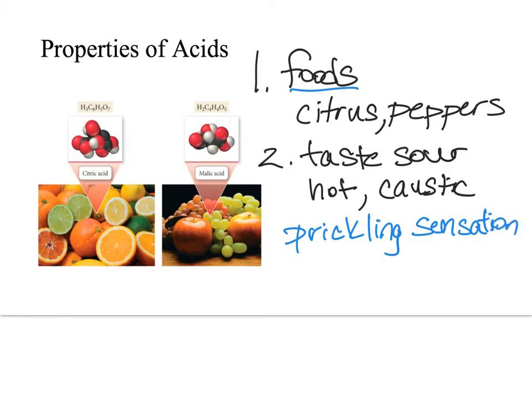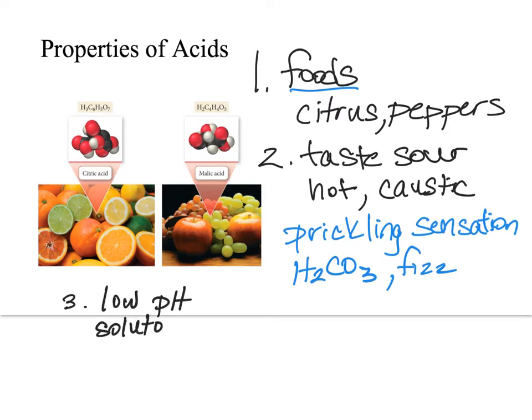And you think about sodas, in those cases, in particular, they contain carbonic acid. So that fizz that you get, or the prickling sensation, comes from the carbonic acid, which is acidic, of course. Number 3 is they produce low pH solutions. So an acidic solution would be anything that is less than 7, a pH of 7. So less than 7 is acidic.